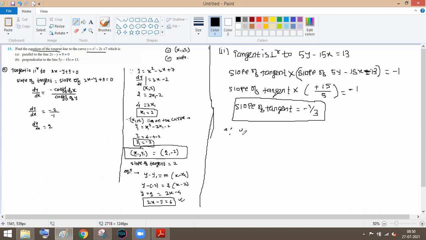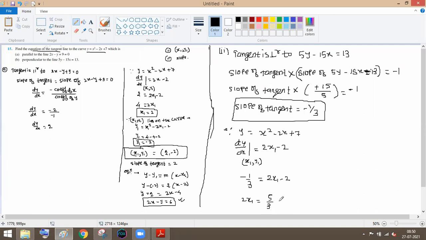Now since we have y equal to x square minus 2x plus 7, what is dy by dx? Then we will get 2x minus 2, but dy by dx is always at x1, y1. So can we say that here is the x1? This dy by dx is the slope of the tangent, that is already given, that is minus 1 by 3, so it will be equal to 2x1 minus 2. Now if you solve this, you will get 2x1 equal to 2 minus 1 by 3, that is 5 by 3.